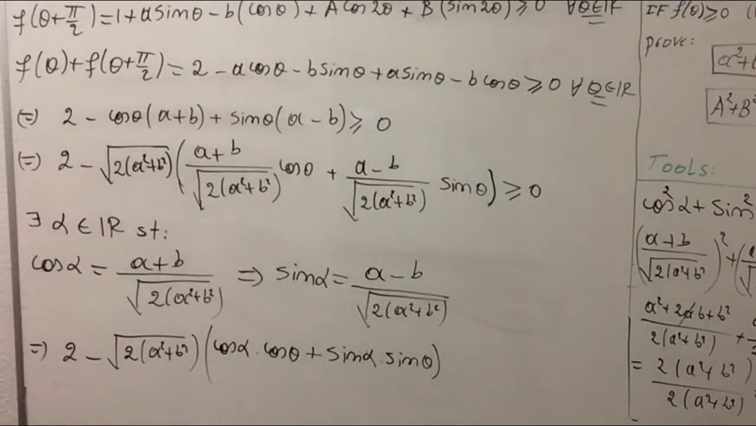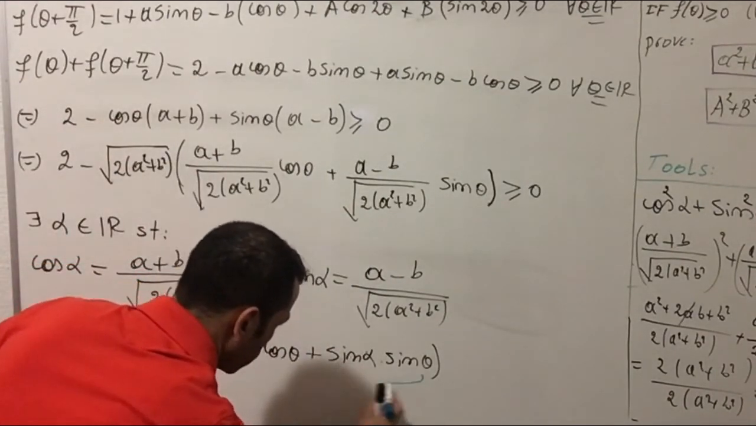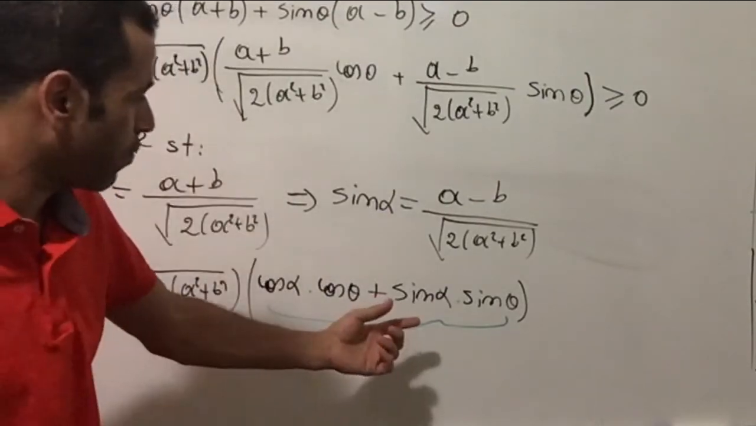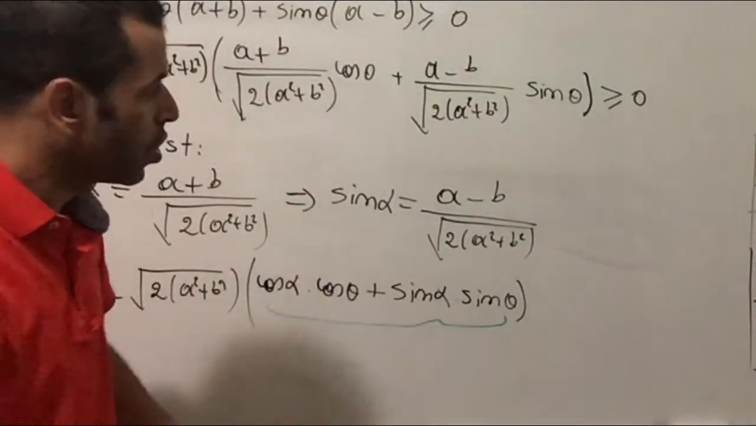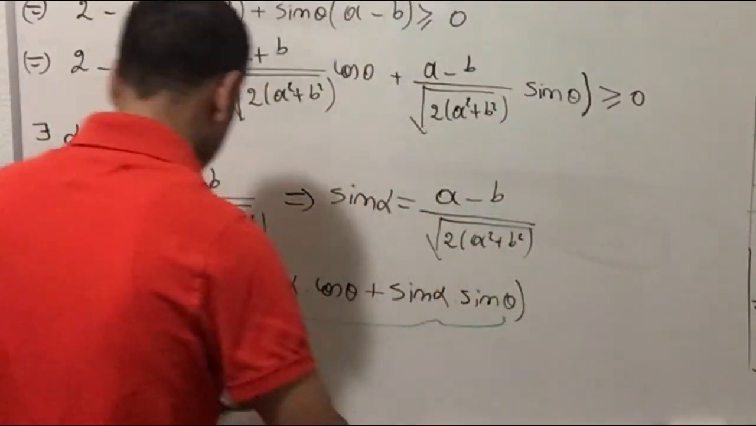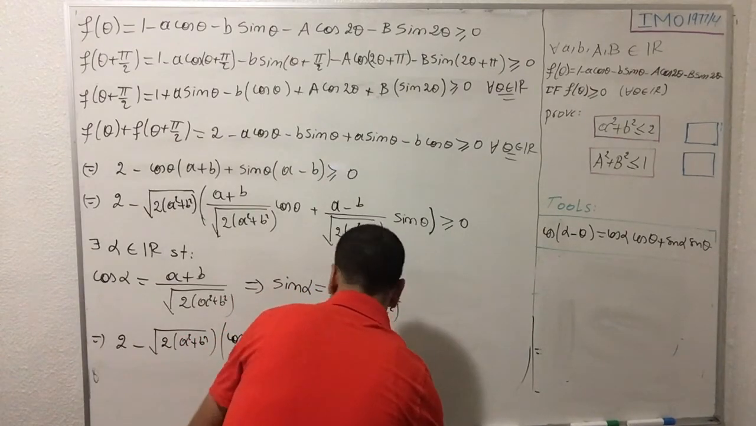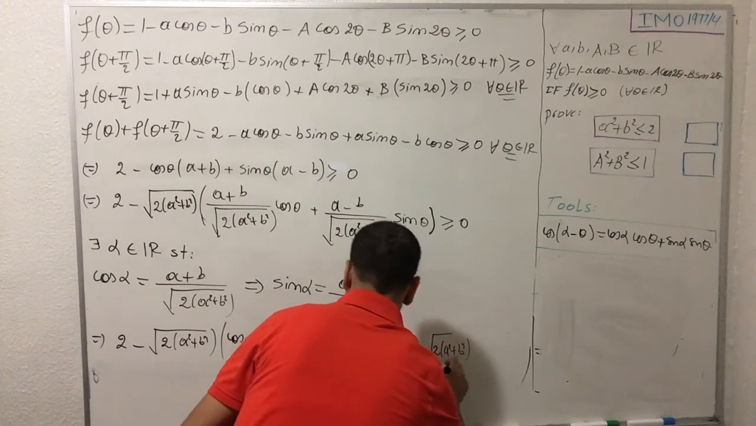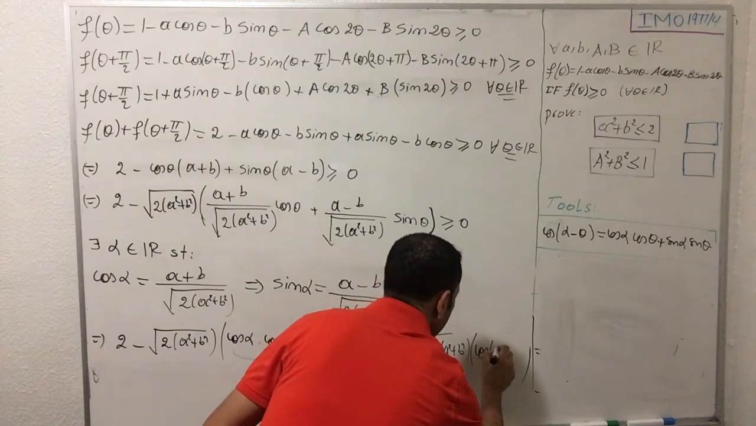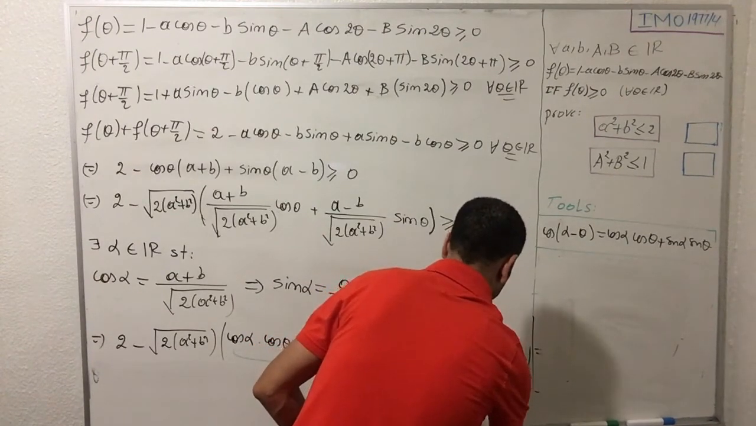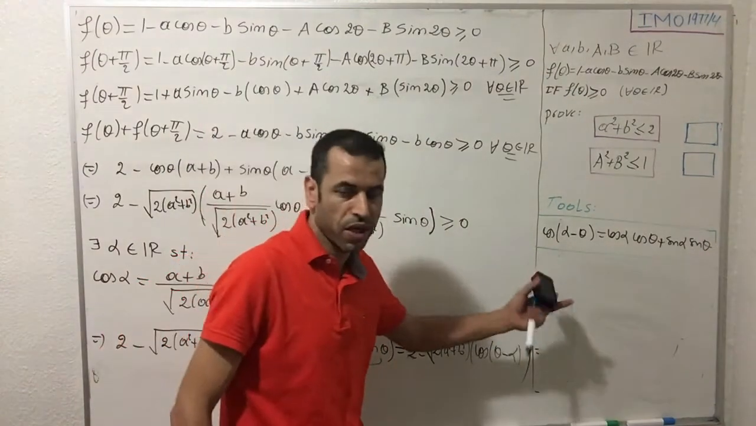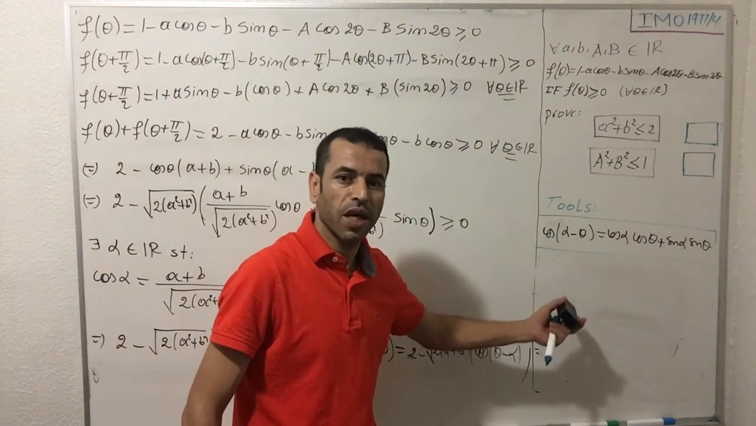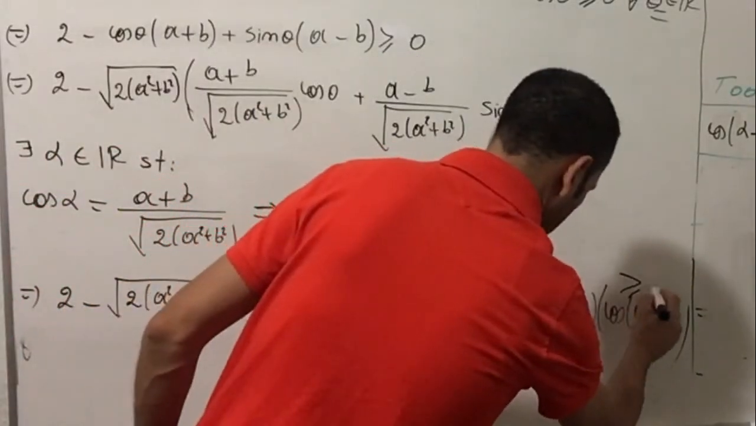I'm going to ask you, what is this? Now I have cosine alpha multiplied by cosine theta plus sine alpha multiplied by sine theta. So what is this expression? This is equal to cosine of alpha minus theta, which is 2 minus the square root of 2(a squared plus b squared), multiplied by cosine of theta minus alpha. Cosine of theta minus alpha or cosine of alpha minus theta is the same thing, because cosine is an even function. So this is always superior or equal to zero.